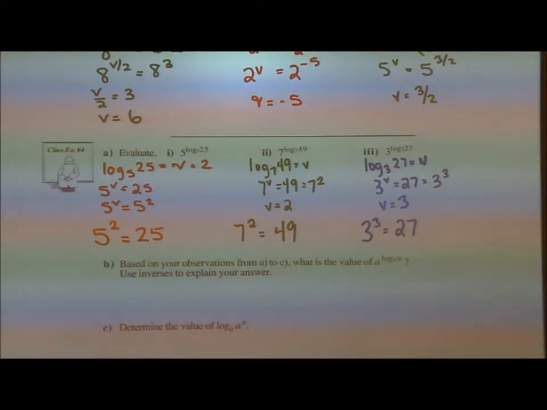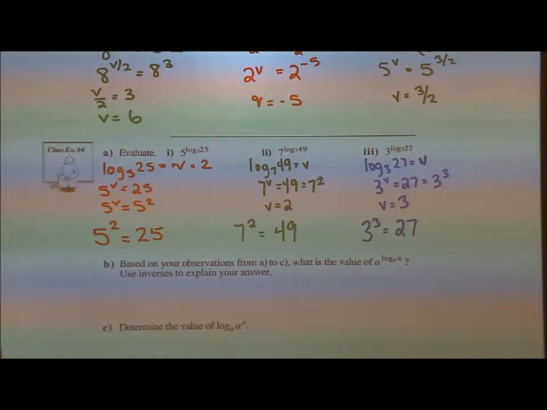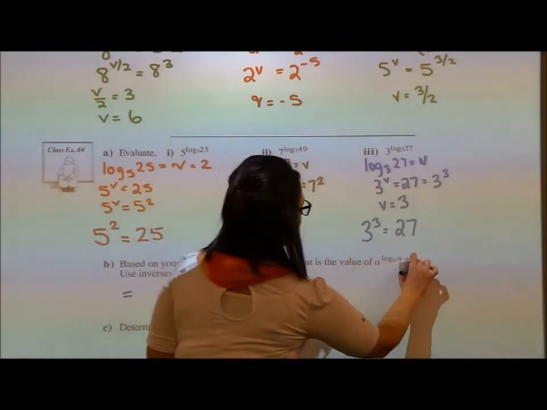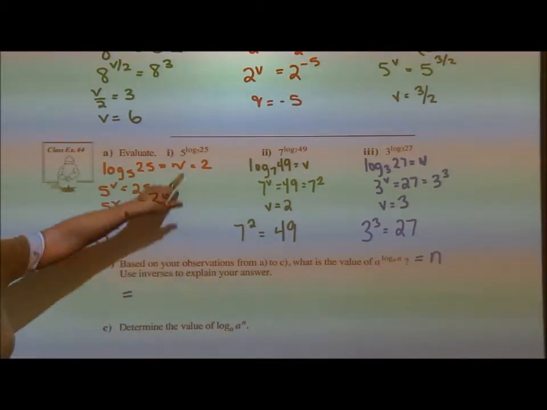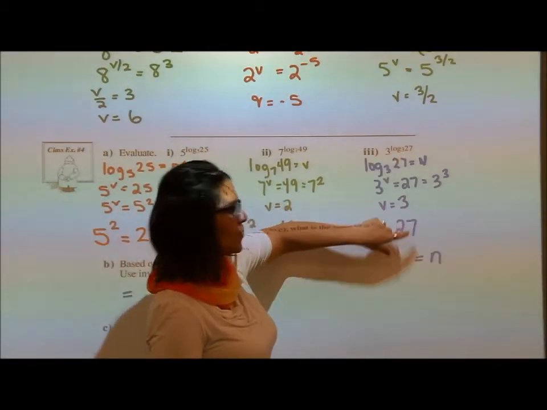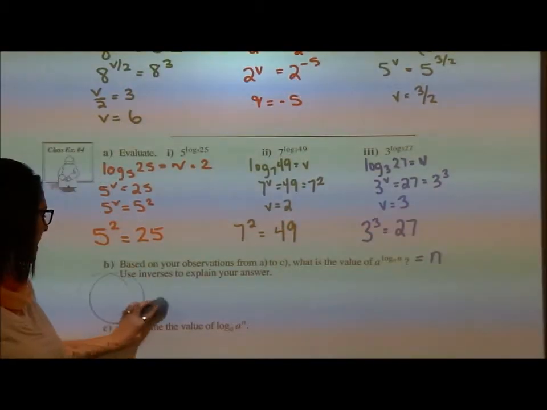a to the power of log base a of n. Which one would it be? Is it n? Based on your observations, what is the value? Would it equal n? 25, 25, 49, 49, 27, 27. So it says use inverses to explain your answer.